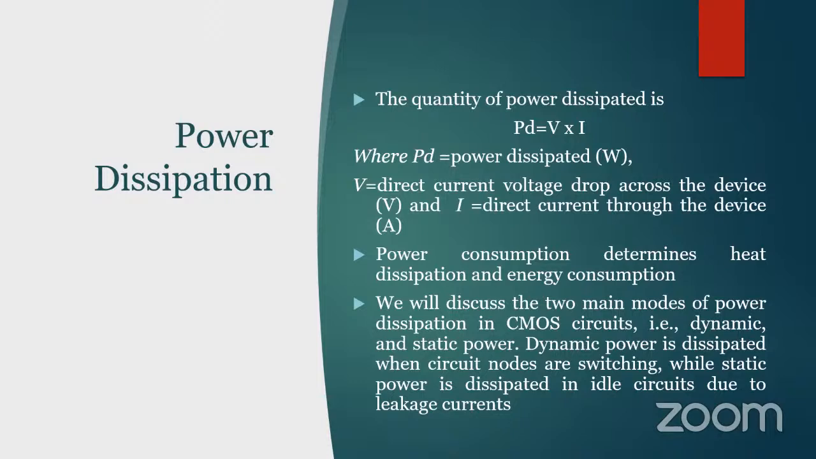Basically, when we talk about power dissipation, there are two main modes of power dissipation in CMOS circuits. Here we are discussing only CMOS circuits, that is the complementary MOS circuits. Maybe we'll discuss in another session in detail about the CMOS circuits, how they are designed and what their different features are. Now here we are just discussing the power part. Two types of power can be classified: dynamic power and static power. Dynamic power is dissipated when the circuit nodes are switching, while static power is dissipated in idle circuits. Now, what is the difference between these two? We'll see in detail.